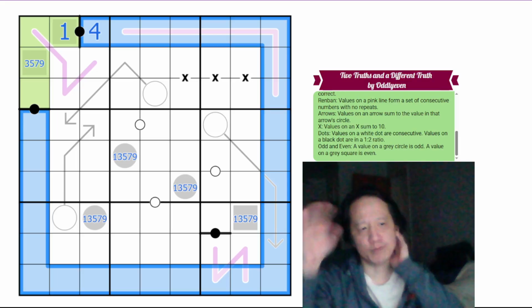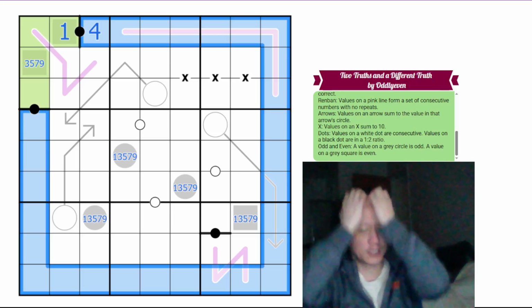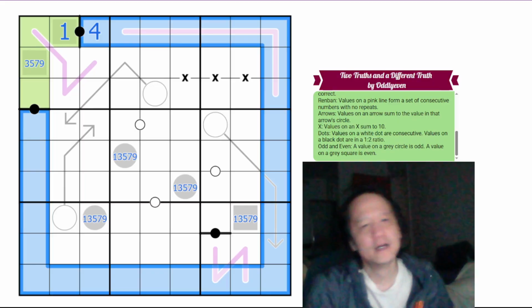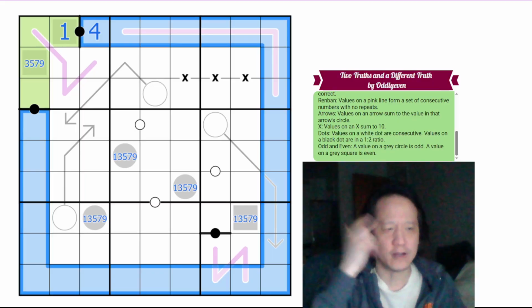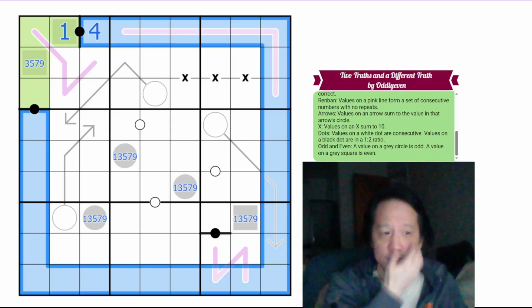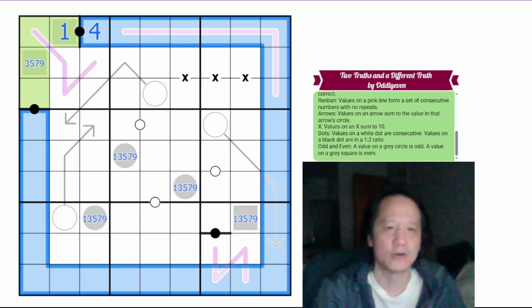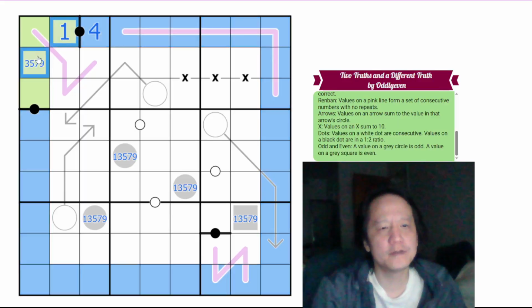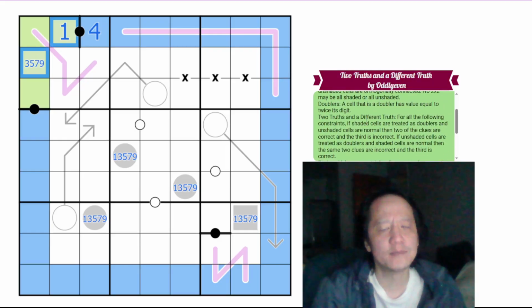I like to use blue as shaded and green as unshaded. It technically doesn't matter, but it just makes sense to me, right? Because blues tend to be shaded. It's a shaded color, sort of. But these match when they are both the same shading.